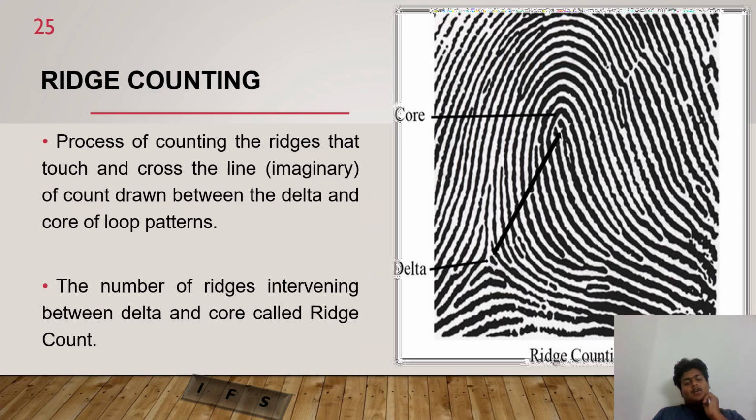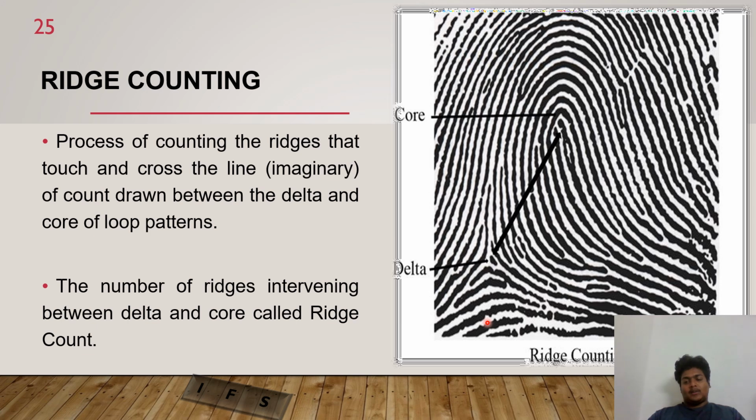Next, we have ridge counting. Ridge counting is the process of counting the ridges that cross the line that is drawn imaginarily between the delta and the core. Ridge counting is mostly done on loops. For example, consider two fingerprints which have the same pattern, such as ulnar loop. Fingerprint 1 has 17 lines that are crossing between delta and core. Then there are 16 lines in fingerprint 2 which are crossing between delta and core.